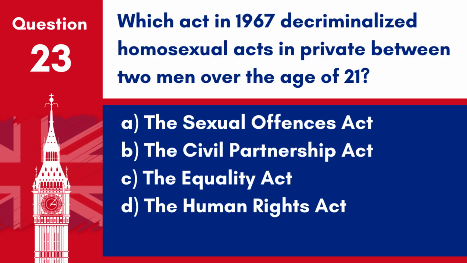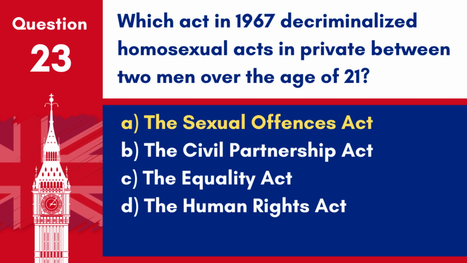Question 23. Which act in 1967 decriminalised homosexual acts in private between two men over the age of 21? A. The Sexual Offences Act. B. The Civil Partnership Act. C. The Equality Act. D. The Human Rights Act.